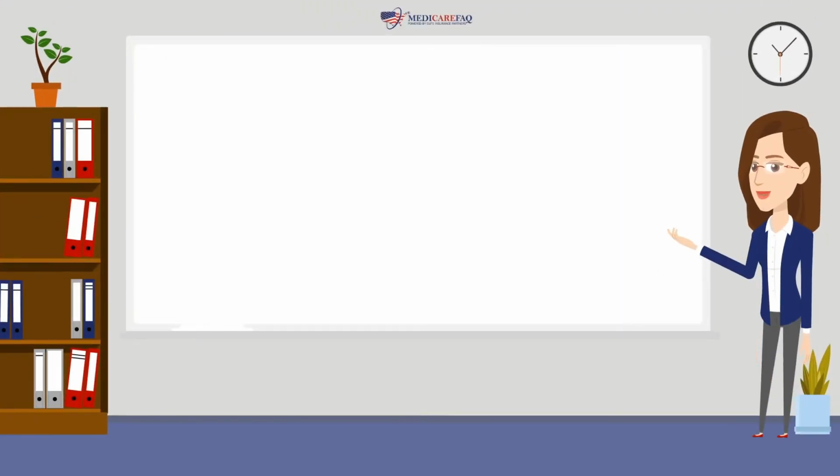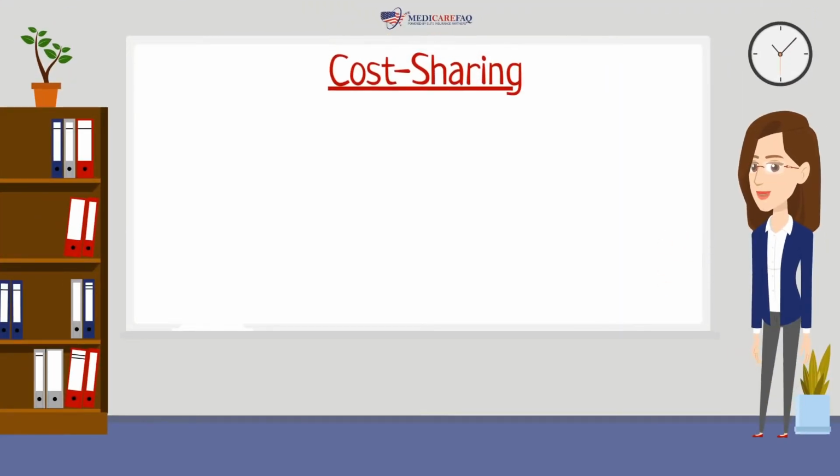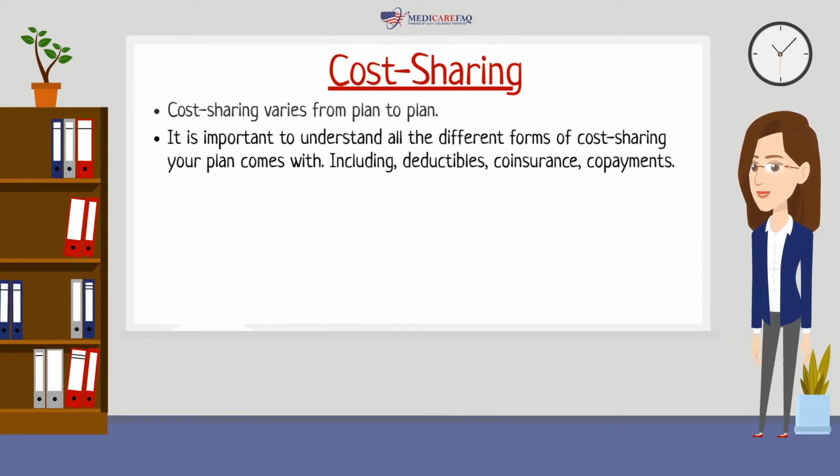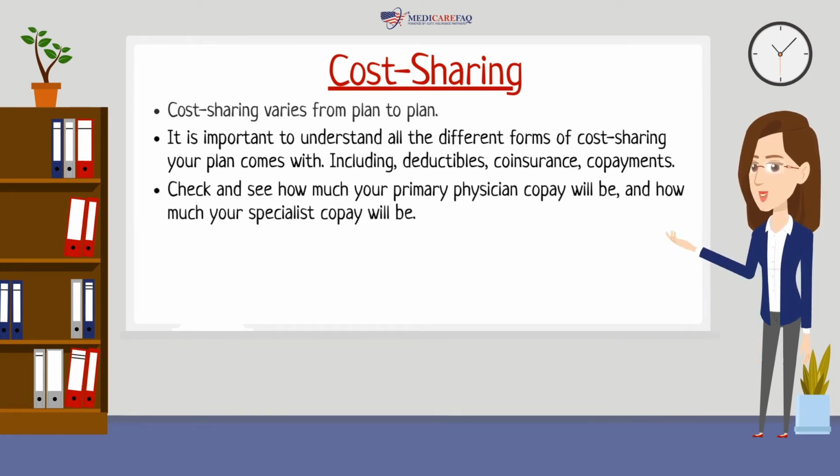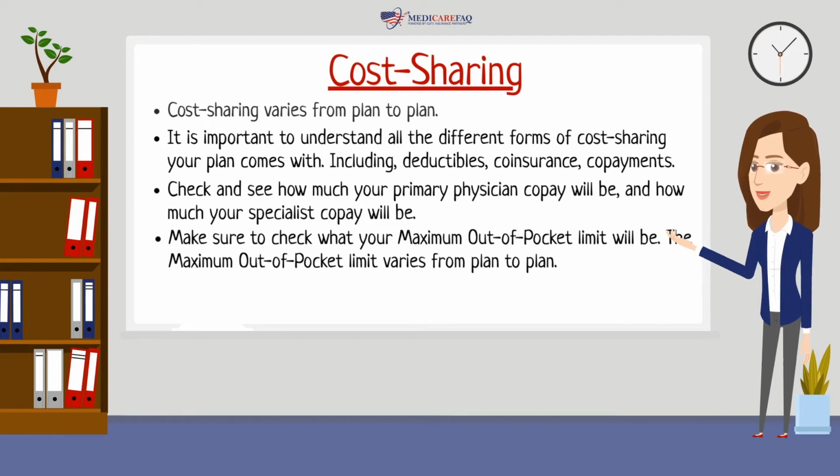Now let's go over the next item on the checklist, which is cost sharing. Cost sharing varies from plan to plan. It's important to understand all the different forms of cost sharing your plan comes with. This includes deductibles, coinsurance, and copayments. You'll want to check how much your copay is to see your primary physician as well as a specialist. If you do see your primary physician a lot, having a small copay, whether it's $5 or $20, can quickly add up.